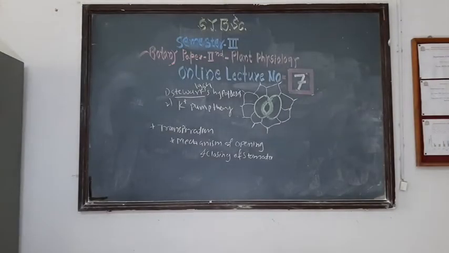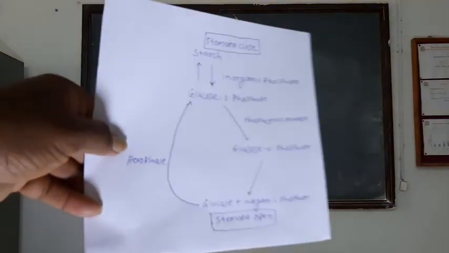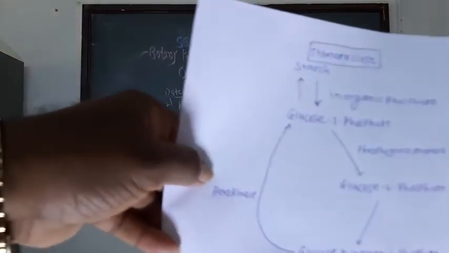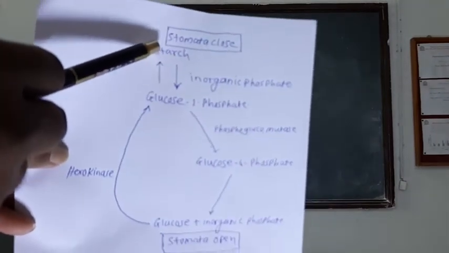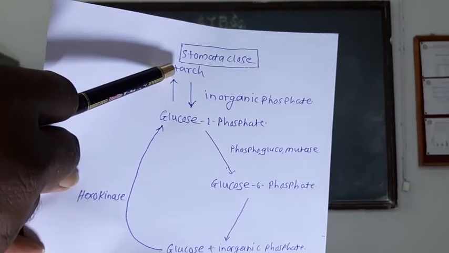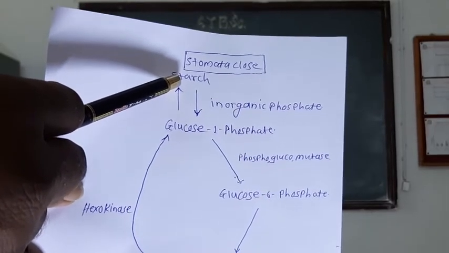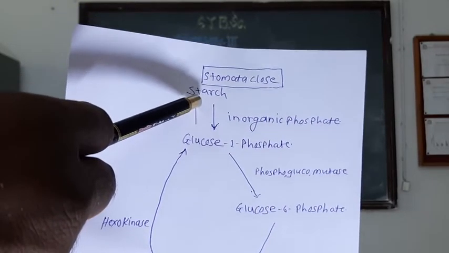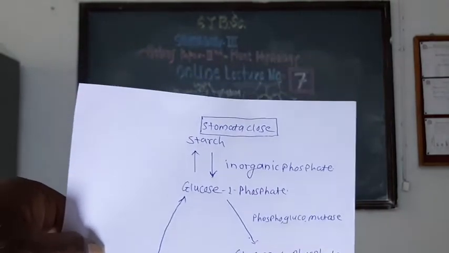But during daytime, see, this is Stewart's hypothesis. According to Stewart's hypothesis, during night time, starch is present in the guard cell. Starch is insoluble. Therefore, the osmotic pressure of these guard cells does not increase, and guard cells do not absorb water, and stomata get closed.